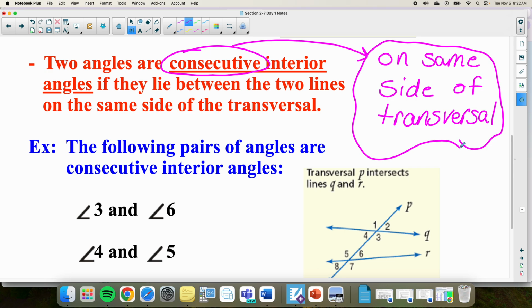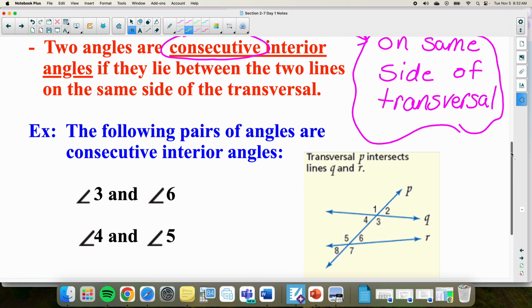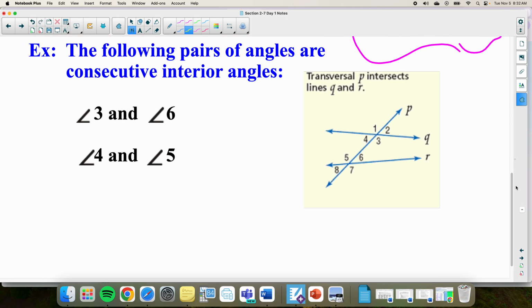Okay, so if I go down to look at what this looks like, and I should have said these are interior again. They're consecutive interior. So you're going to pick one from these two and one from these two, and they have to be on the same side of this transversal. So one of them would be 4 and 5, and then the other one would be 3 and 6. Do you guys think you get the difference between the four? Is that pretty easy? Okay.